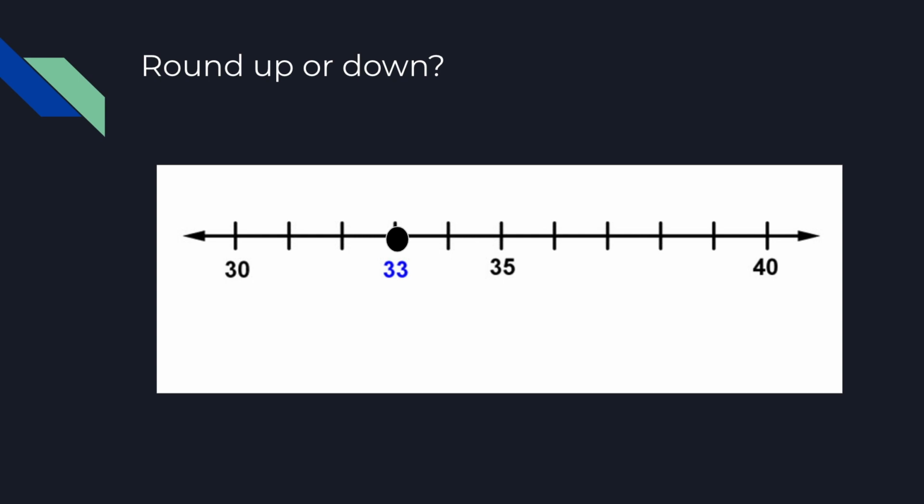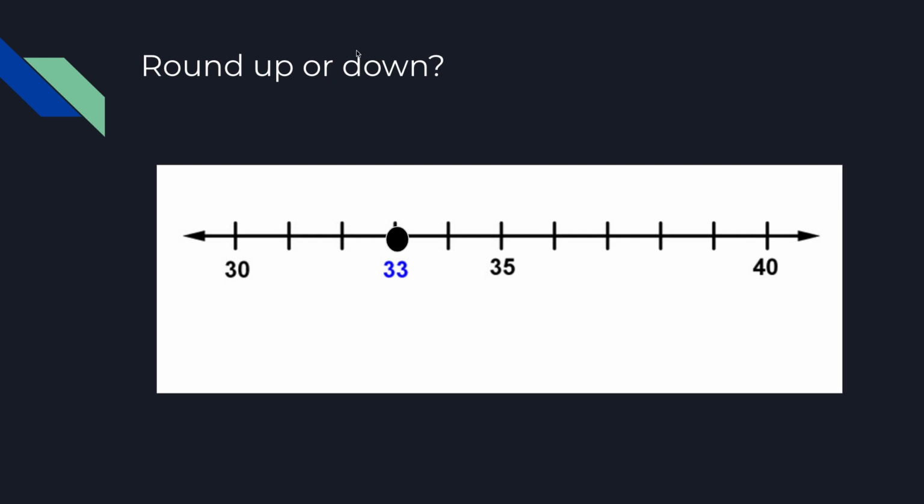So rounding is when I change a number to make it into an easier number to work with. So I can round a number up and make it into a larger number, or I can round a number down and make it into a smaller number. I normally would be given a place value that I would need to round within. So based on this number line, I'm rounding to the nearest 10.